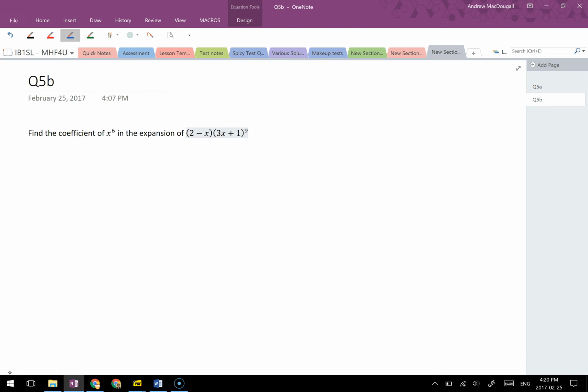Now, question 5b is a similar but slightly more tricky example. So we're doing kind of the same thing where we have some big (3x + 1)^9 expansion, and then we're multiplying by 2 minus x. And we'll see how this one is a little bit different than the previous example as we go. So first, let's look at just the expansion (3x + 1)^9. That has general terms.